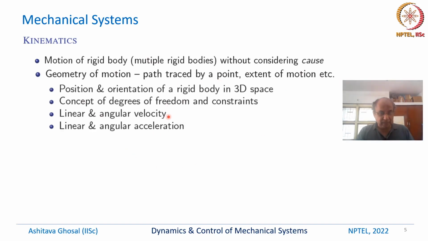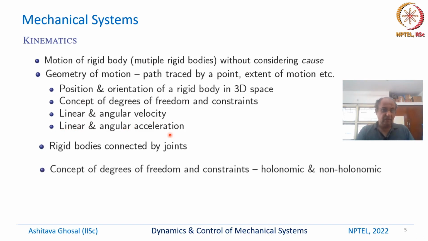So the main concepts in kinematics are position and orientation of a rigid body in 3D space, concept of degrees of freedom and constraints, linear and angular velocity of the rigid body, and linear and angular acceleration. The rigid bodies are often connected by joints. So when you have rigid bodies connected by joints, then they have different degrees of freedom. So we will look at this concept of degrees of freedom of a set of rigid bodies connected by joints and the constraints which the joints impose.